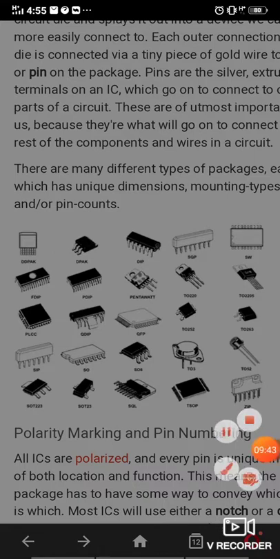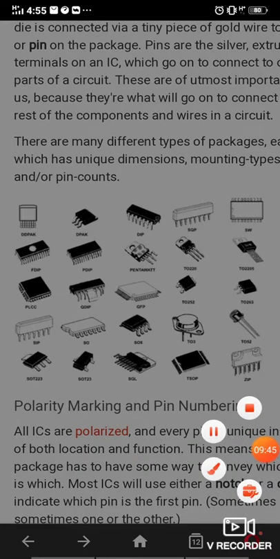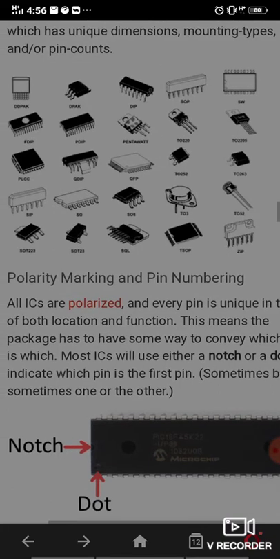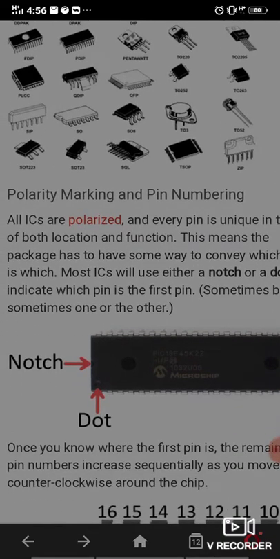There are many types of packages, with unique dimensions, mounting types, and pins: DDPAK, DPAK, DIP, SOP, SOIC, and more. There are very many different types of IC available. All ICs are polarized and every pin is unique in its board location and function.